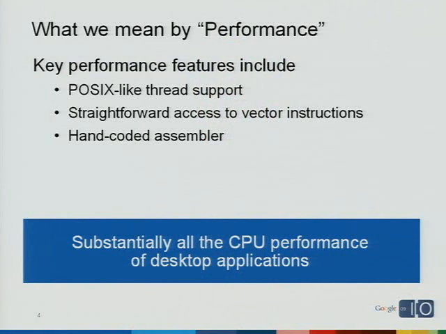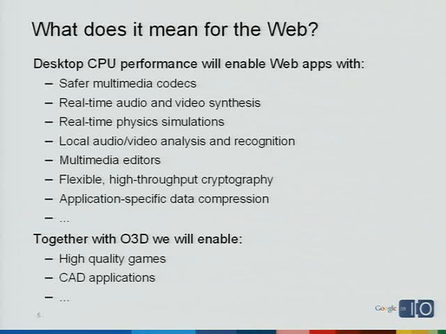And last but not least, for the people who really need the highest level of performance available in their applications, we make it relatively straightforward to use hand-coded assembler. For the small number of people who are actually interested in doing that, but for the really high-end performance-oriented things, the computational kernels, animation applications, that sort of thing, all that performance is available, and substantially as available as in a desktop programming environment. So, what does this mean for the web?